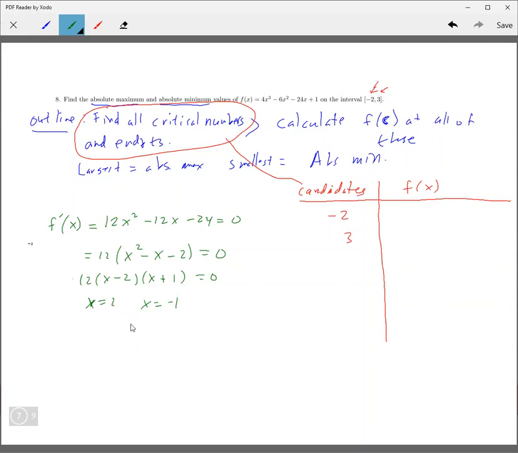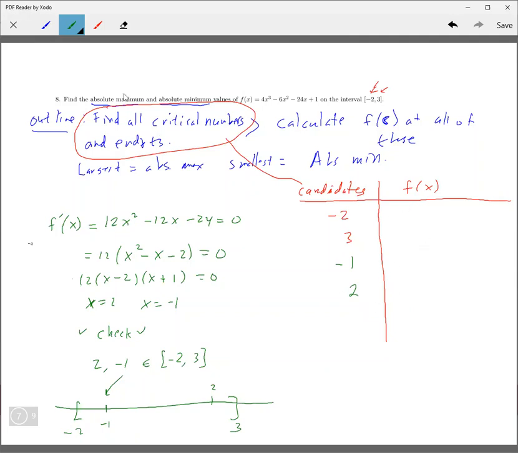Check that the 2 and -1 are both in the interval. If either of those is outside the interval, then you throw them out; they don't go to the next step. Since they're both inside the interval, let me show you. Here's 3, here's -2. -1 would be right here, and 2 would be over here. Those are inside. So -1 and 2, those are all your candidates.